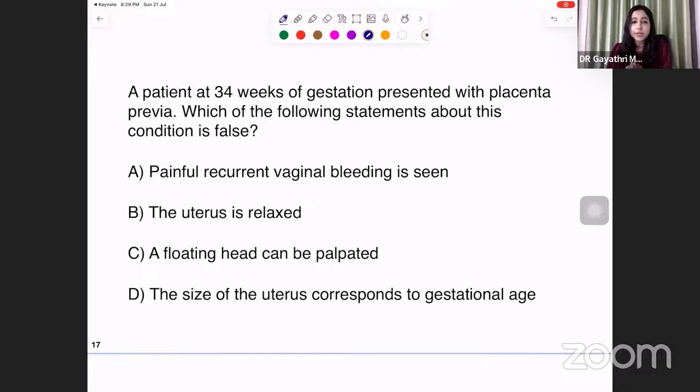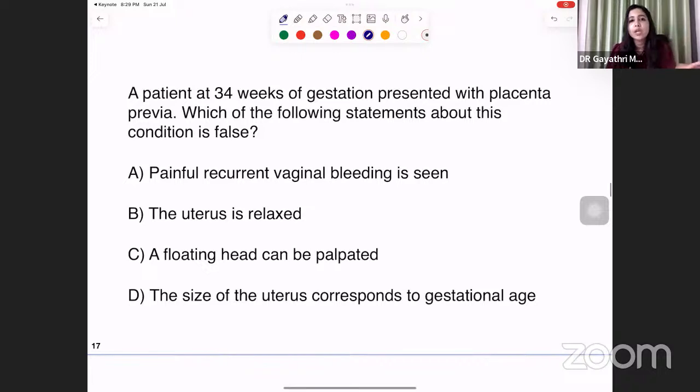In placenta previa, usually there are a lot of P's, right? So many P's. What are those P's? Usually you have painless bleeding. Usually the bleeding is profuse. Usually the symptoms are out of proportion to the bleeding that she is having. That is again another P which is involved in this.